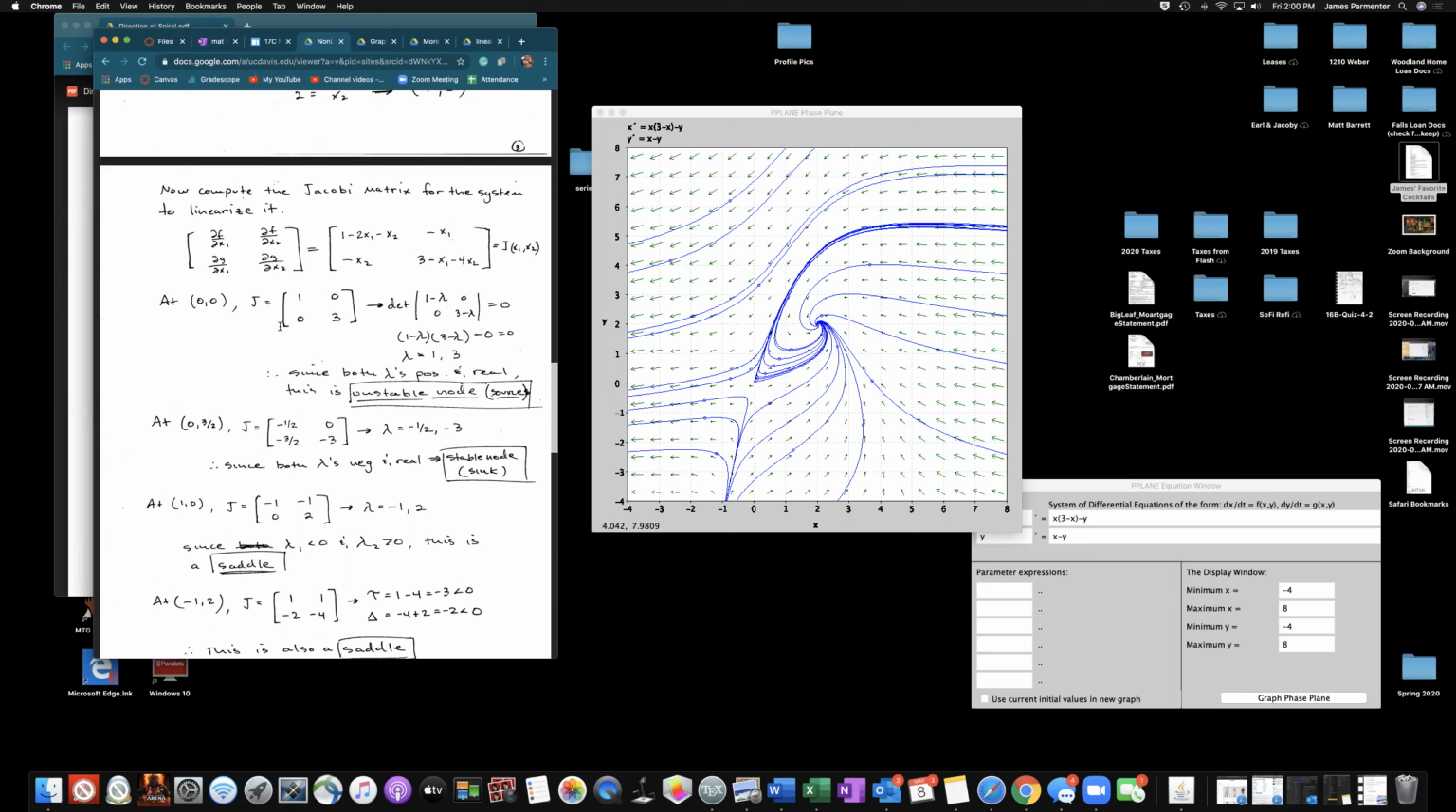So looking over here, where my trace is 4, so I'm on this side of things, my determinant is 3, so I'm somewhere up here. So I do have to actually think about what's bigger. Is the determinant bigger than the trace squared over 4, or is the determinant smaller than the trace squared over 4? Well, let's see. The trace squared over 4 is 4, right? Because it's 4 squared over 4. And the determinant is 3, so I'm definitely down here where the delta is smaller than the trace squared over 4. So I should have an unstable node. And I do. I have an unstable node.